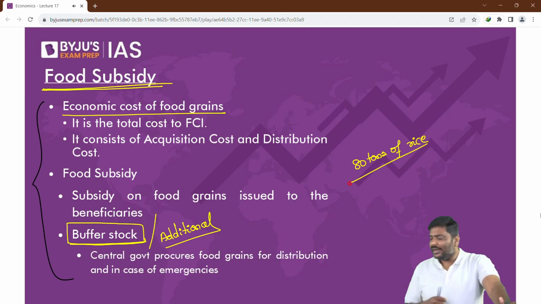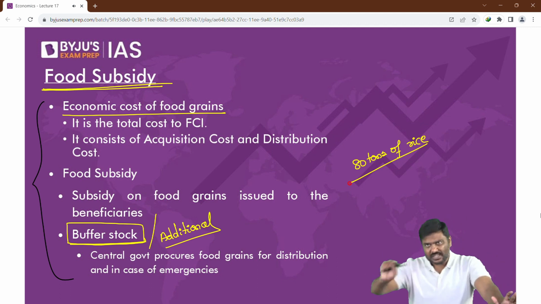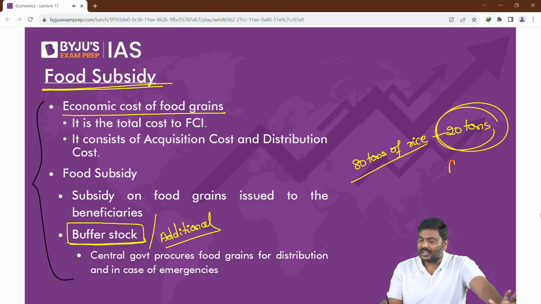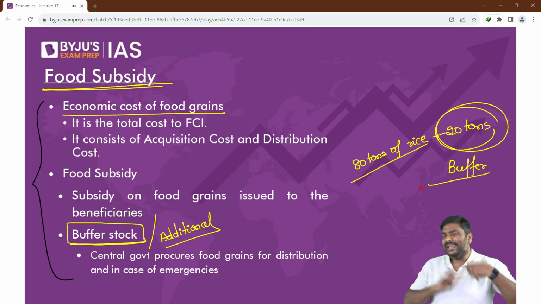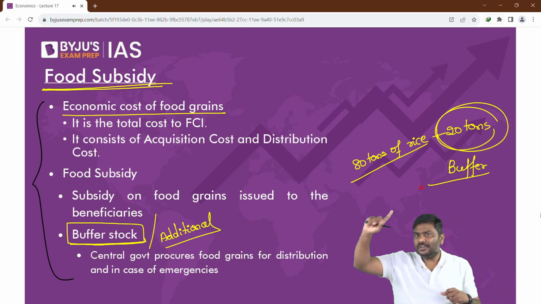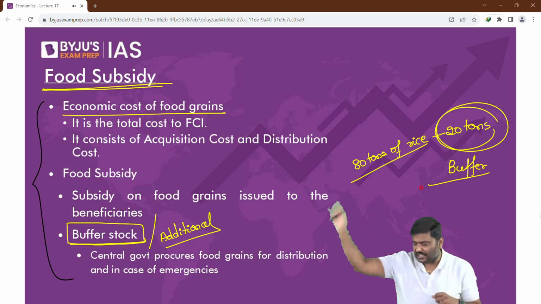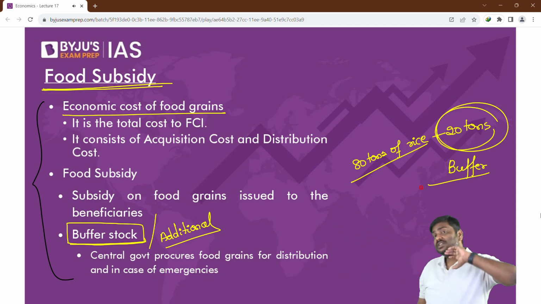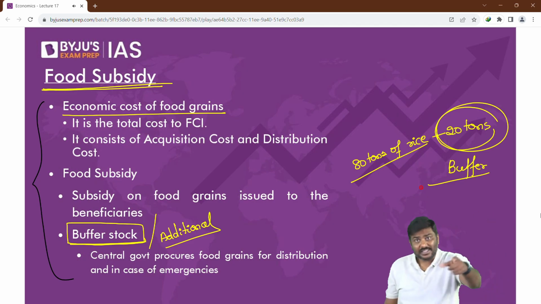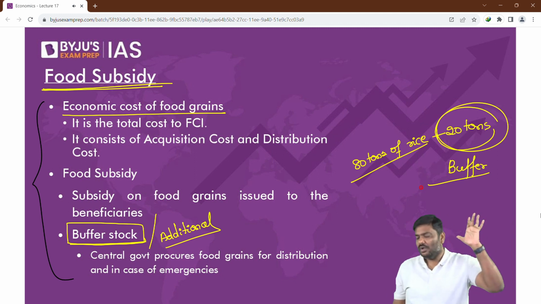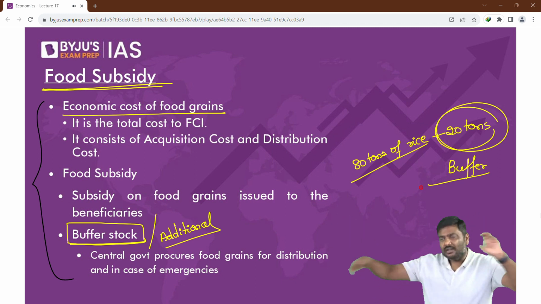For example, imagine this month the government requires 80 tons of rice for distribution. Government doesn't procure 80 tons. They will procure extra 20 tons, and they will call this 20 tons as buffer. Why? Think of this. If government doesn't store any amount of food grains today, what if after 2 months there is a flood and supply of rice is very less? Don't you think market prices will start shooting up? Correct? It is happening now.